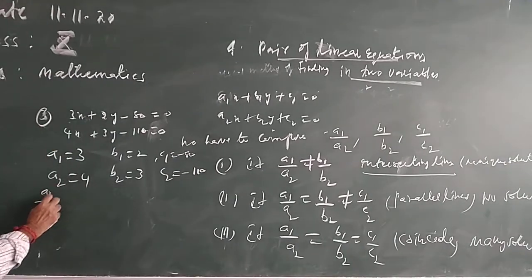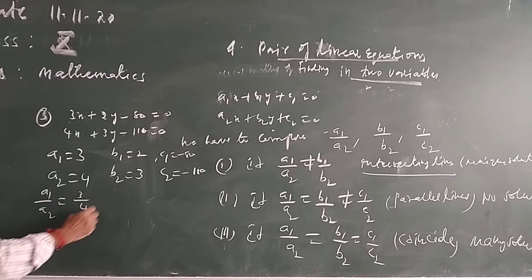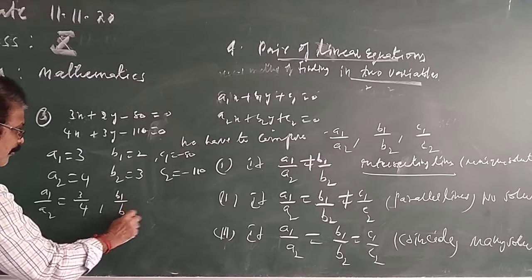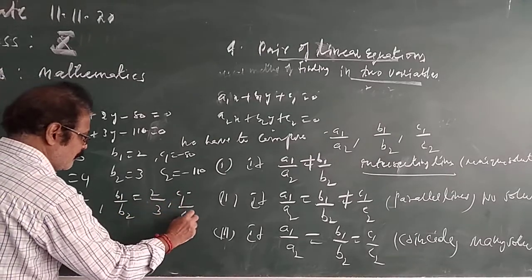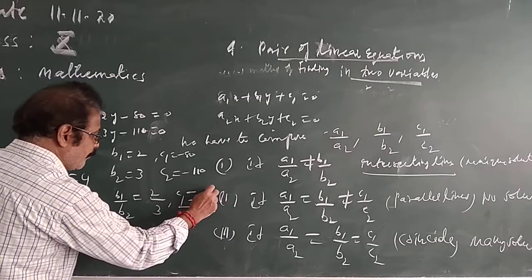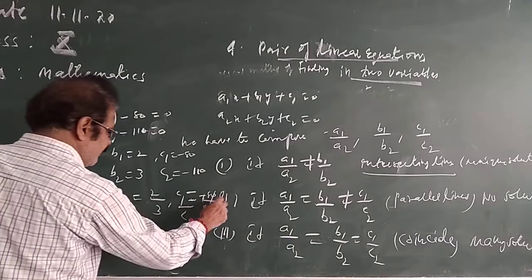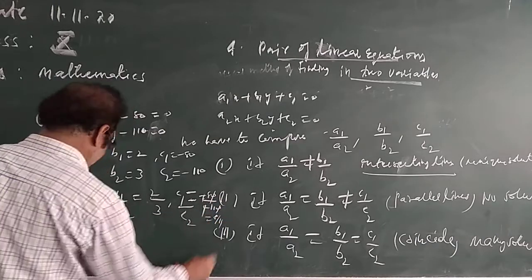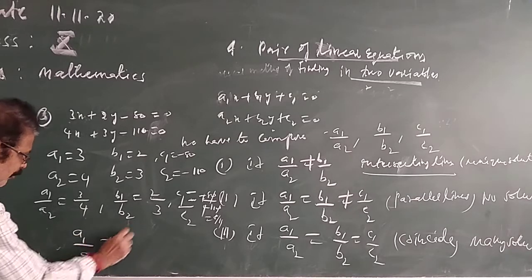Find out A1 by A2. A1 is 3, A2 is 4, 3 by 4. Next B1 by B2. B1 is 2, B2 is 3. C1 by C2, minus 80 by minus 110, that equals 8 by 11. See, what is the condition? Any equal here? A1 by A2, 3 by 4. B1 by B2, 2 by 3. Not equal. So A1 by A2 is not equal to B1 by B2.